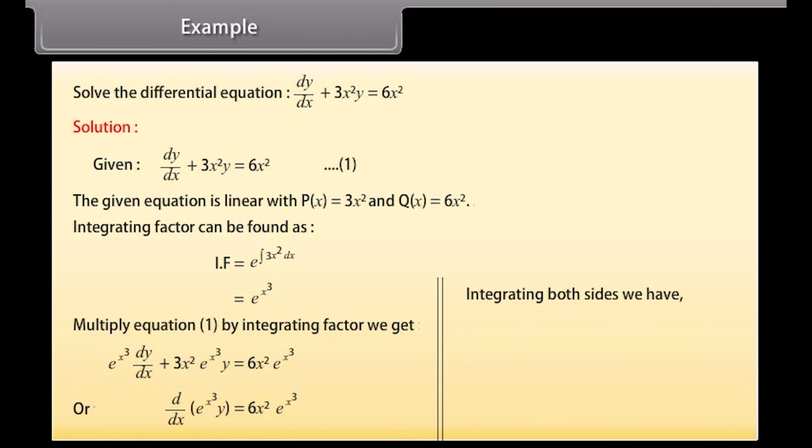Integrating both sides, we have e raised to the power x cube into y equals integral of 6x square into e raised to the power x cube with respect to dx equals 2 into e raised to the power x cube plus c. Solving for y, we get y equals 2 plus c into e raised to the power minus x cube.